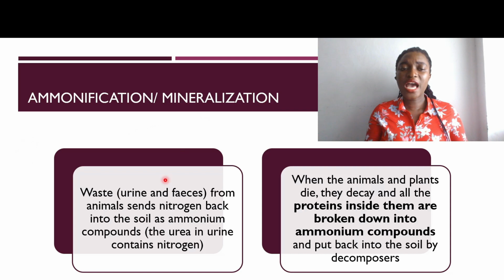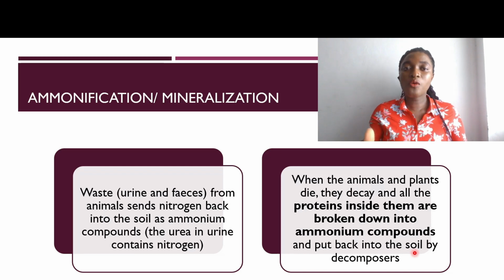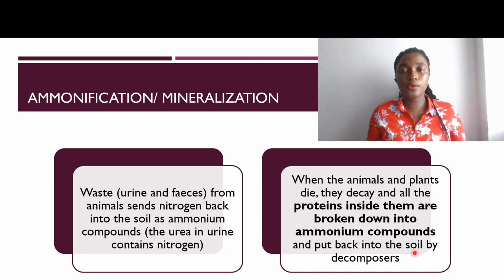Now, in this instance, we have waste, urine and feces from animals sending nitrogen back into the soil as ammonium compounds. Example is the urea in urine, which contains nitrogen. So when one urinates, you know that you are also part of the nitrogen cycle. Also, when the animals and plants die, they decay and all the proteins inside them are broken down into ammonium compounds and put back into the soil by decomposers. So this is how we release the nitrogen now in the form of ammonia back into the soil.